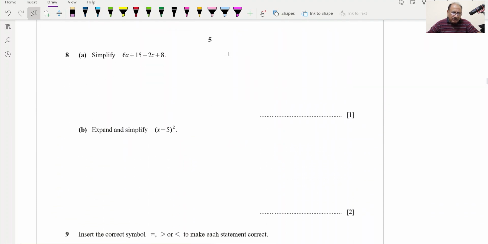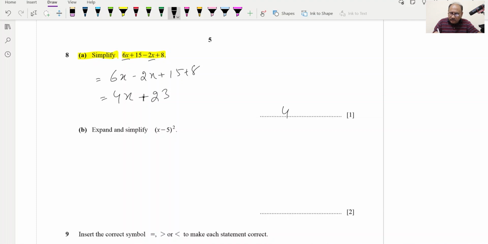Now question number 8, we have to simplify the algebraic expression. We have to add the like terms 6x and minus 2x. We can rearrange 6x minus 2x plus 15 plus 8, and this will be equal to 4x plus 15 plus 8, which is 23. So we can write 4x plus 23 and this will be the answer. 1 mark question.